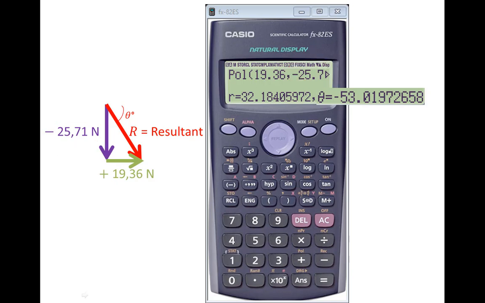And then the answer we get is twofold. First, there's an r, and the r is the radius, in this case the resultant. 32,184, okay, we round it off to 32,18, and that is newtons in this particular case. So that's the magnitude of the resultant. And then it also gives us theta, and theta is always given in this notation relative to the positive x line. And here we have minus, meaning that it's going to go clockwise, not anti-clockwise. Anti-clockwise in this notation is taken as positive, clockwise as negative. Minus 53, meaning that the angle here is 53 degrees.